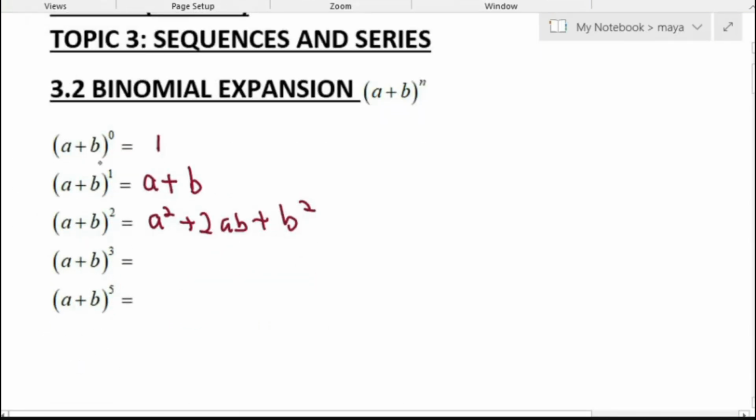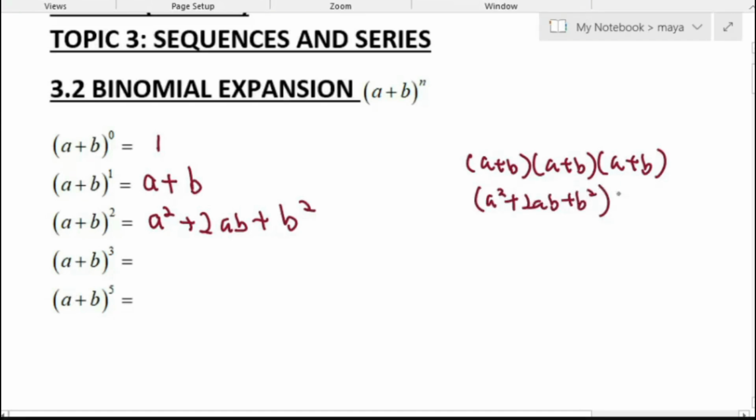So how about power 3? Power 3, we usually use (a + b)^3. Power 3 means we are going to multiply 3 times. Since (a + b)^2, you already have the expansion, a squared plus 2ab plus b squared. So if you want to expand for power 3, then we will multiply it one by one. So it will become a cubed, then a squared b.